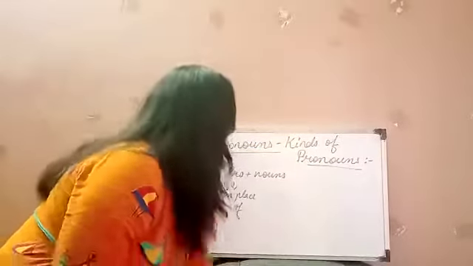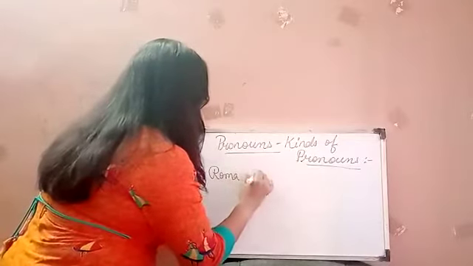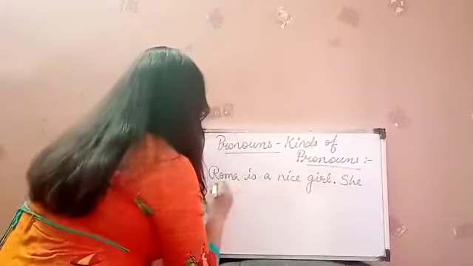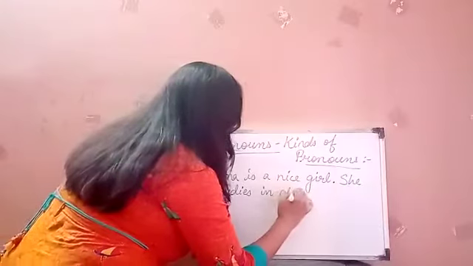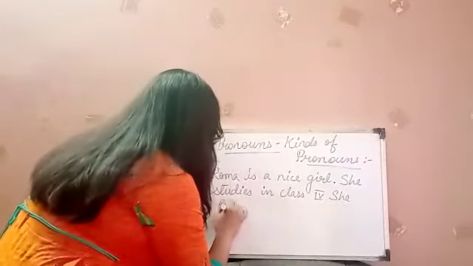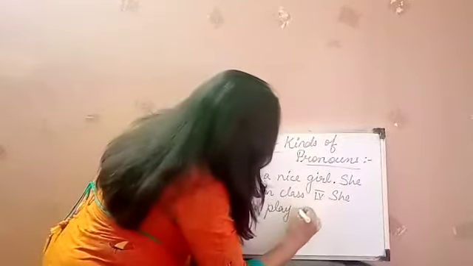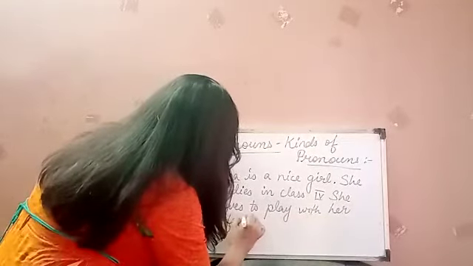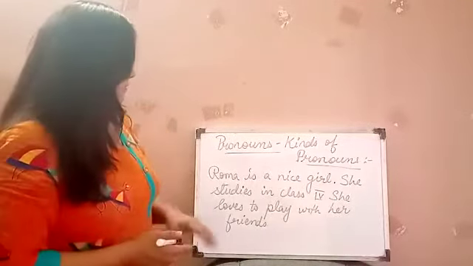Let's take some examples. Like, Roma is a nice girl. She studies in class 4th. She loves to play with her friends. So here we are talking about the girl whose name is Roma.